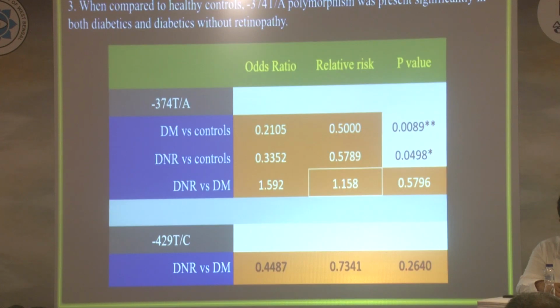When compared to healthy controls, 374 polymorphism was significantly present in both diabetics with and without retinopathy. When the similar comparison was done between patients with diabetes with and without retinopathy, no such p-value was seen. However, the odds of this polymorphism being present in patients with diabetes with retinopathy was more.